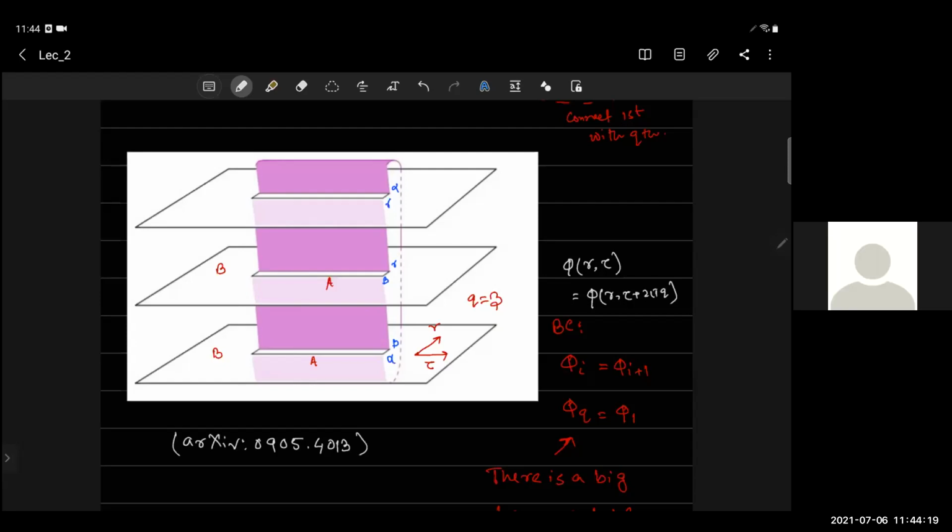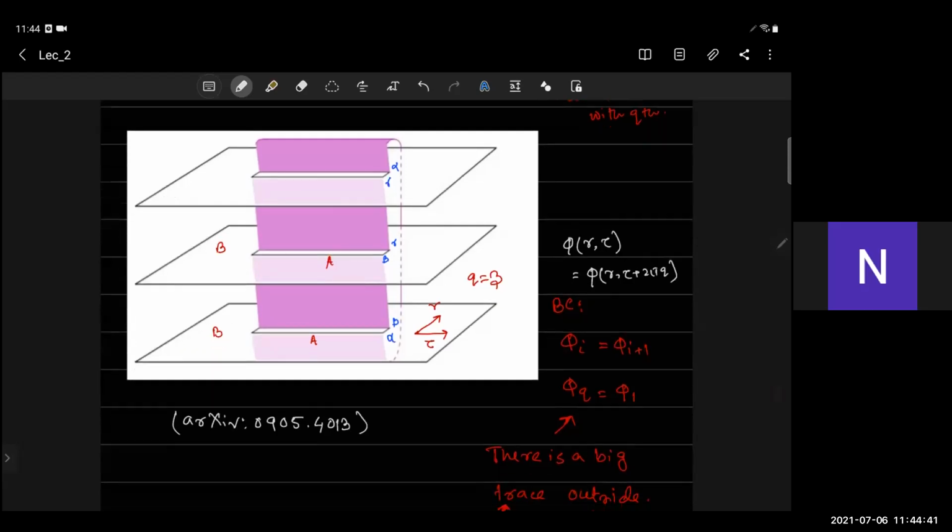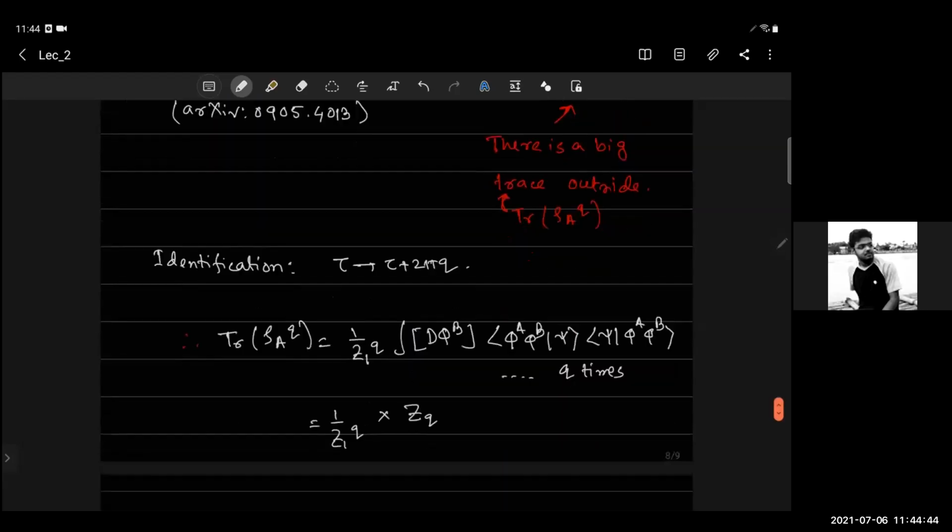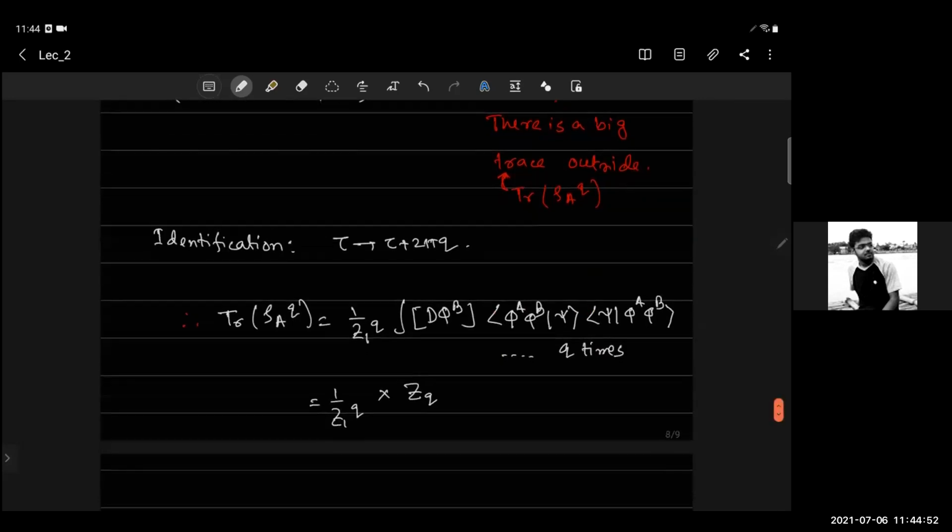Right, I understand. Okay. Nehal had a question. Yeah, I was going to ask the same question. I was thinking when you take the q equal to one limit, your branch cut sort of disappears, but you have already answered that there is no branch cut. So it's okay. Yeah. So the identification of tau is with tau plus 2 pi q, which we have just said. Therefore, trace of rho a to the power q will be an integral over all phi b fields because you are integrating.